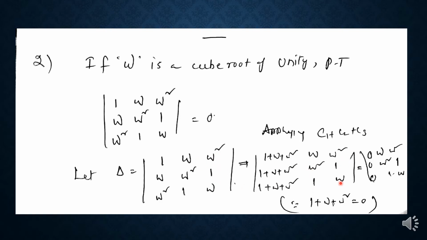Omega square, 1, omega. So what is the value of 1 plus omega plus omega square? That is 0. So the first column is 0, 0, 0. If in a determinant any row or any column has all elements zeros, then the value of that determinant is 0. So this is equal to 0.